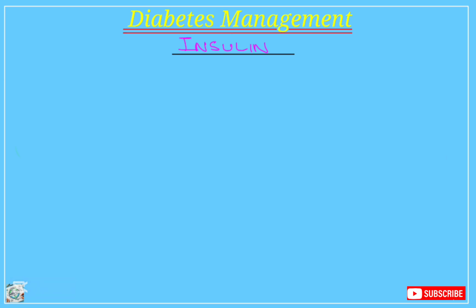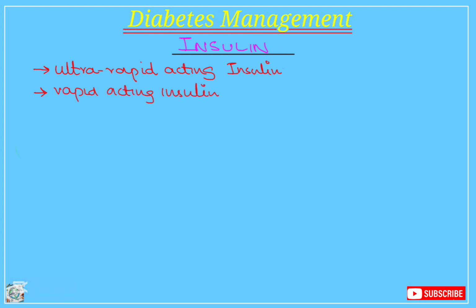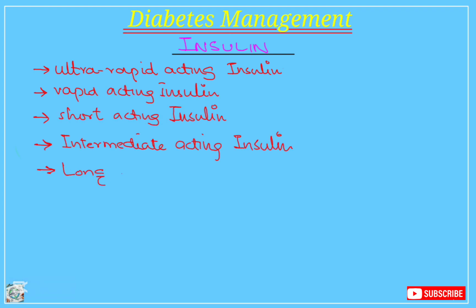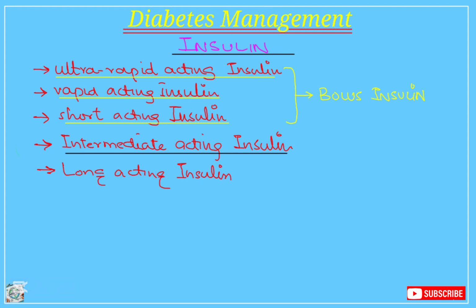Alright, let's dive into the insulin therapy, an essential part of the diabetes management. Insulin is characterized based on how fast it works and how long it lasts. These categories include ultra rapid acting, short acting, intermediate acting, and long acting insulins. Ultra rapid acting insulin and short acting insulin are characterized as bolus insulin, whereas the intermediate acting insulin and the long acting insulin are grouped together as basal insulin.